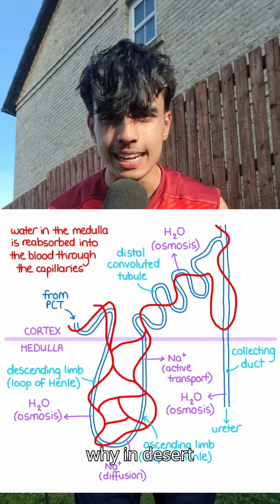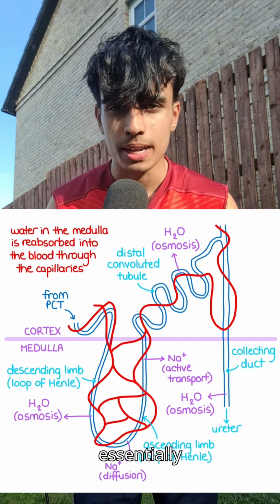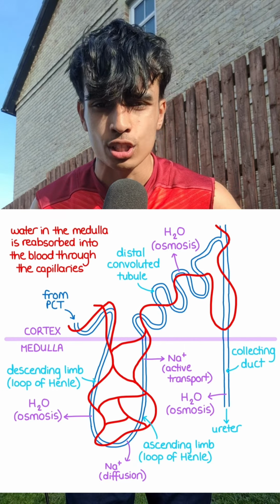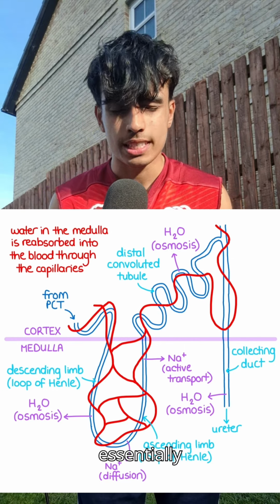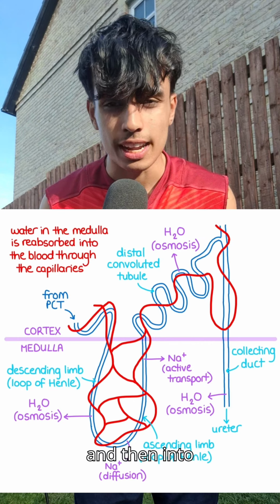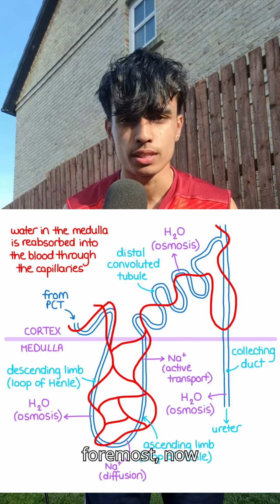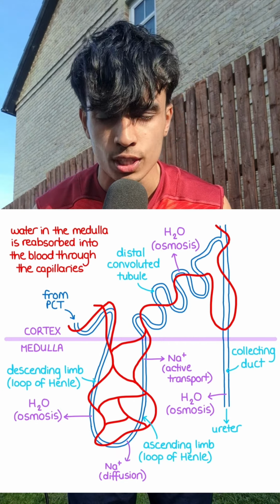That's why in desert animals there's a longer loop of Henle, because essentially they'll have a longer water potential gradient and they'll have a higher concentration of sodium ions in the medulla, so then more water moves out by osmosis and then into the blood. But let me get onto the details of that later. First and foremost, now we have a high concentration of sodium ions in the medulla.